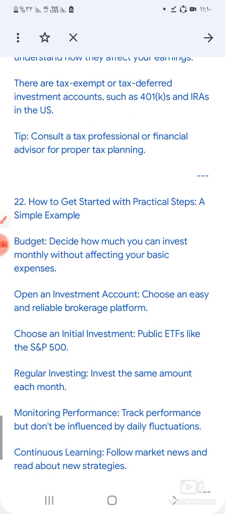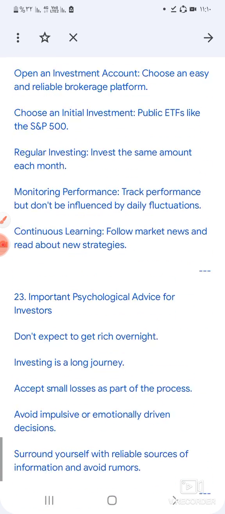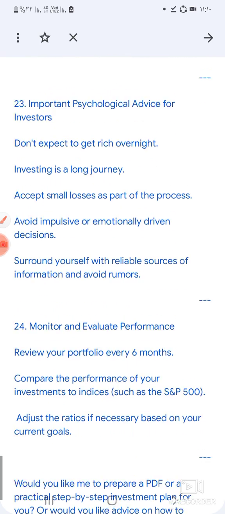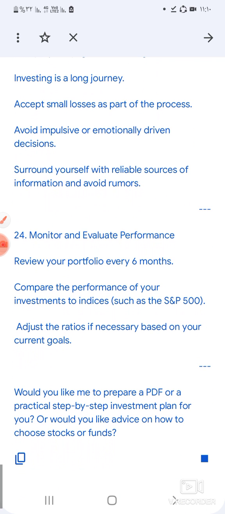24. Monitor and evaluate performance. Review your portfolio every 6 months. Compare the performance of your investments to indices, such as the S&P 500. Adjust the ratios if necessary based on your current goals.